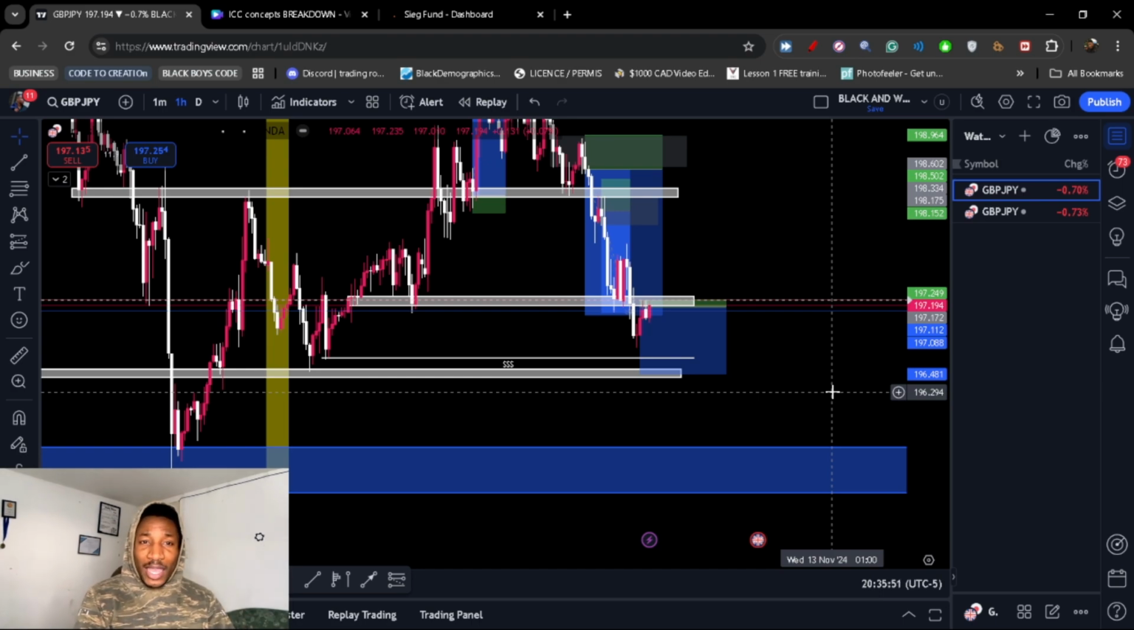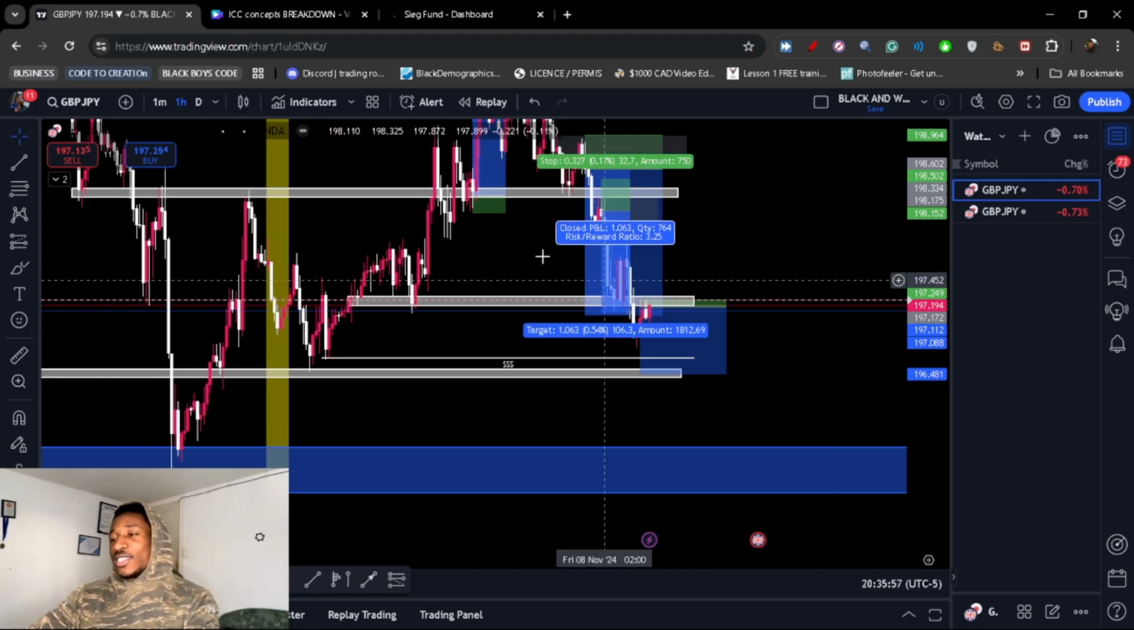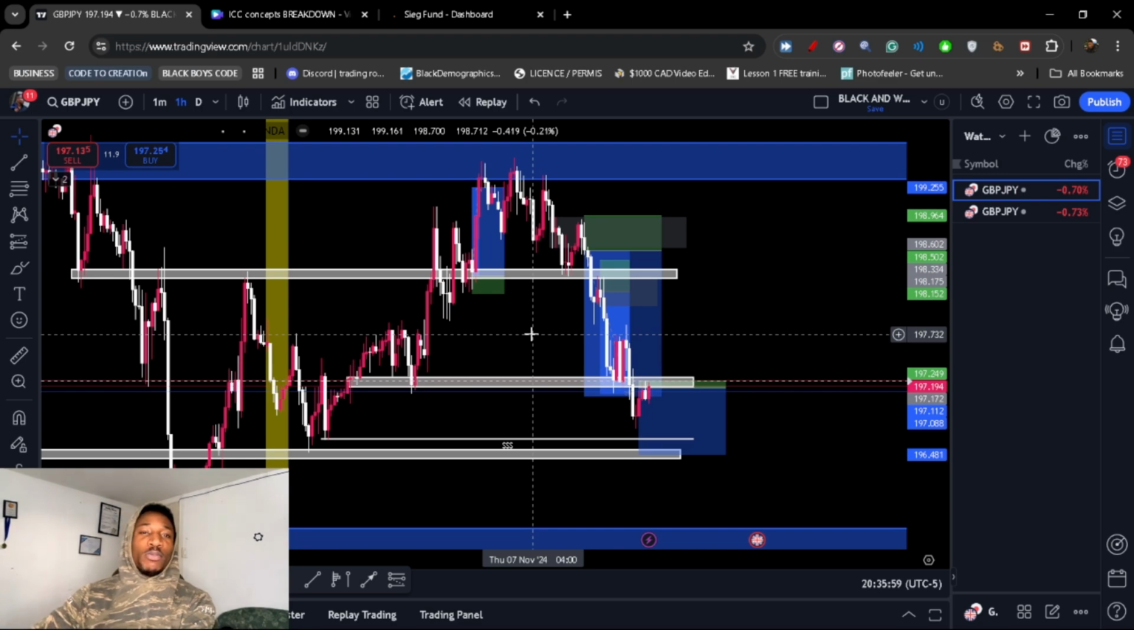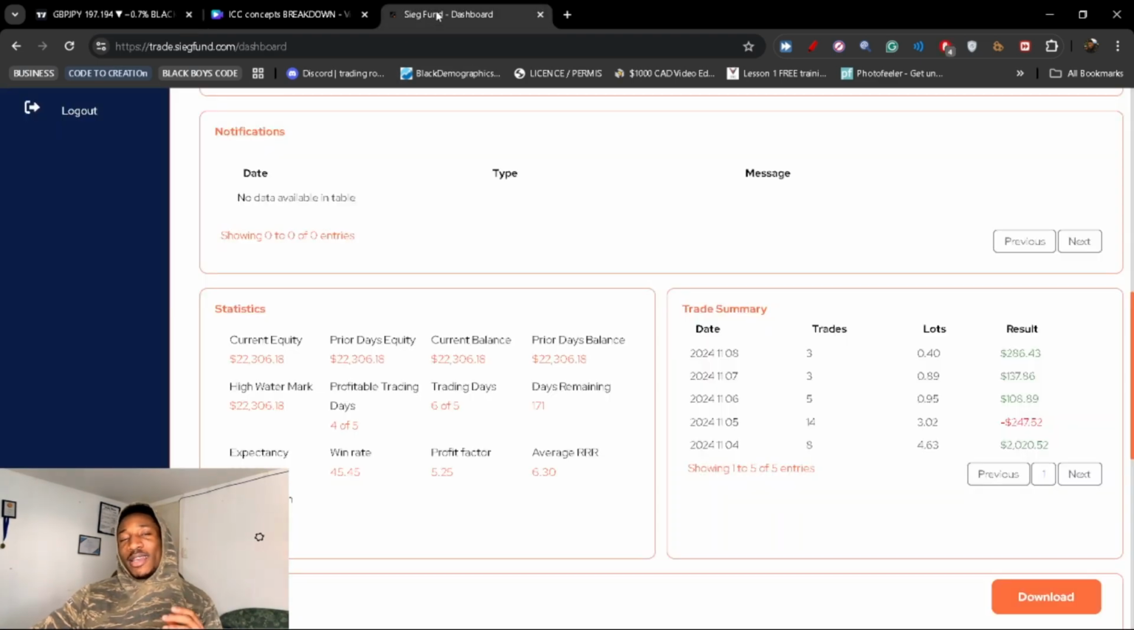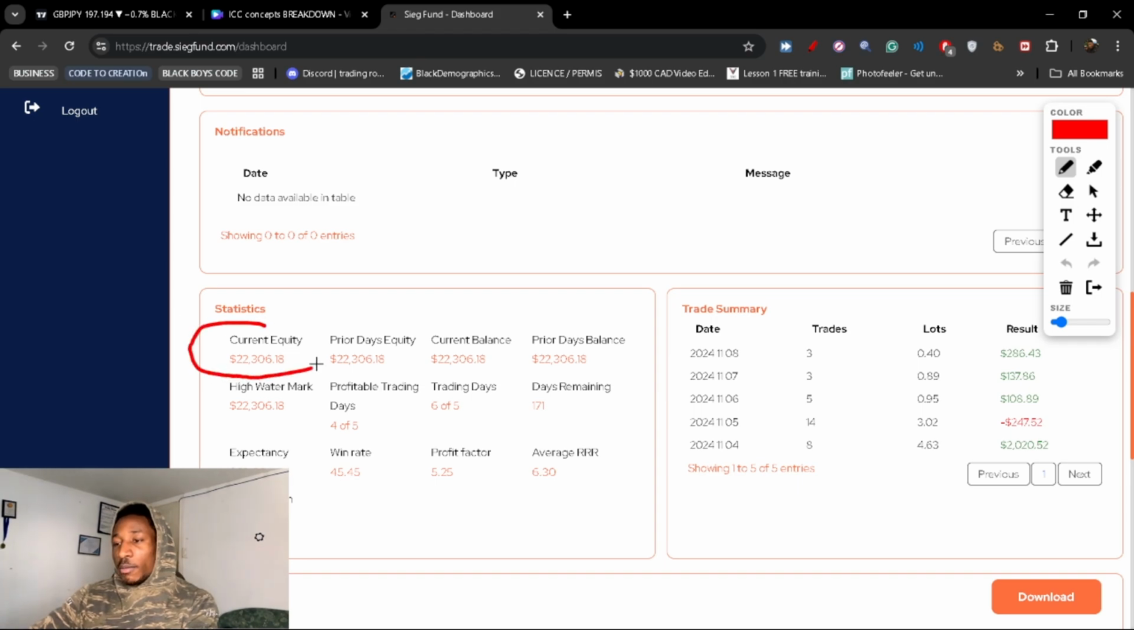So in today's video guys, I am going to be breaking down this new forex strategy that I founded called the SDI stop loss model. Right now guys, this stop loss model has been able to help me pass my phase 1 challenge in my SIEG fund. Right, so as you can see on my dashboard guys, I have basically passed my account.